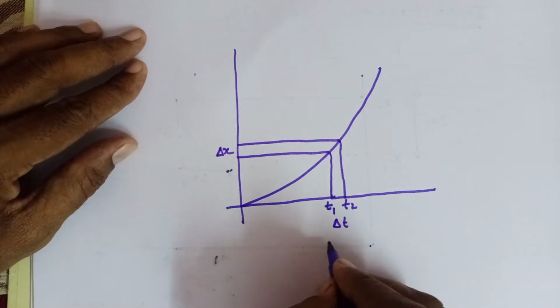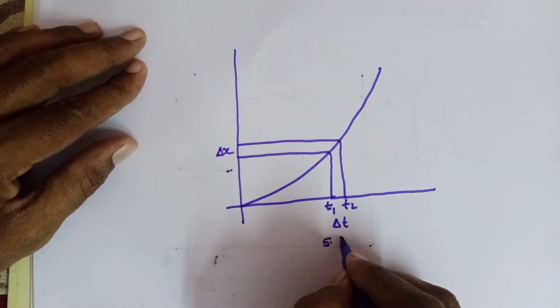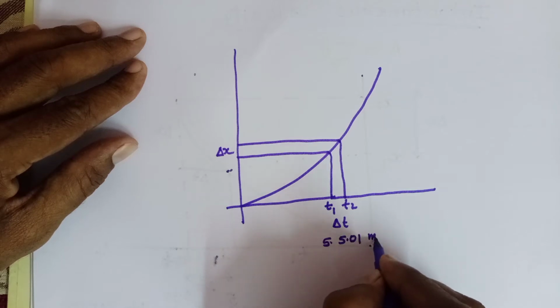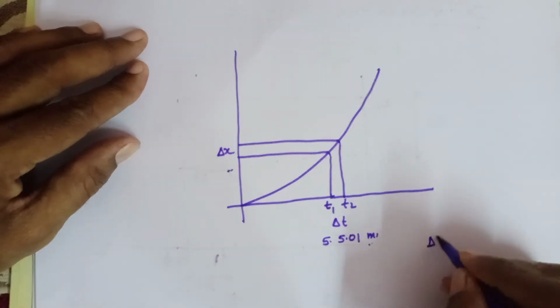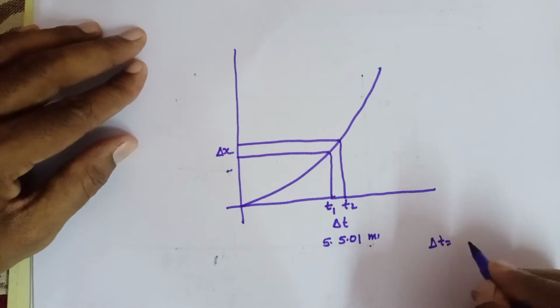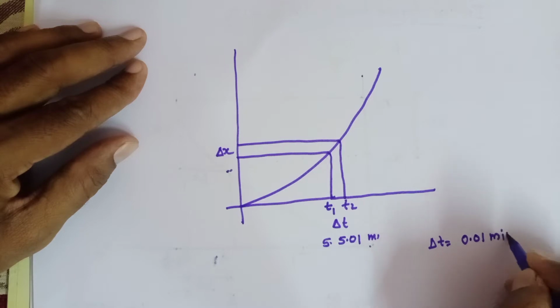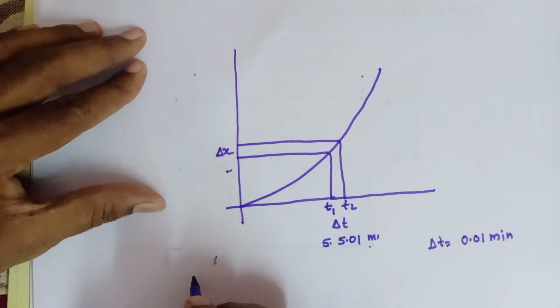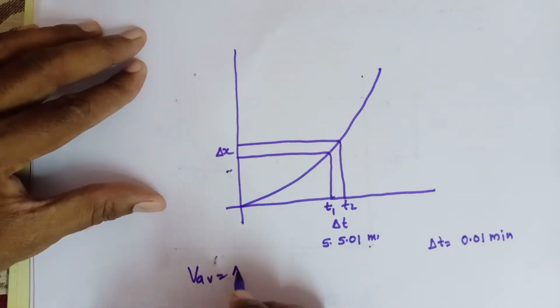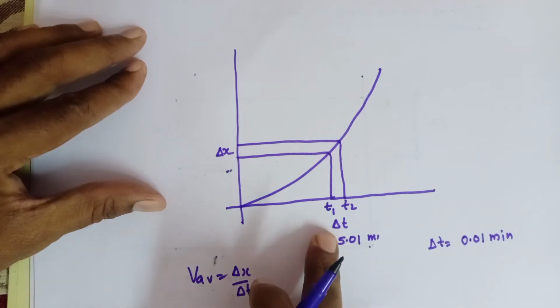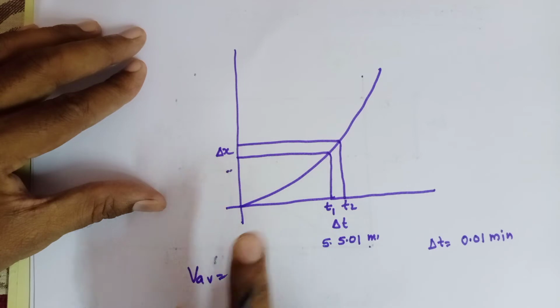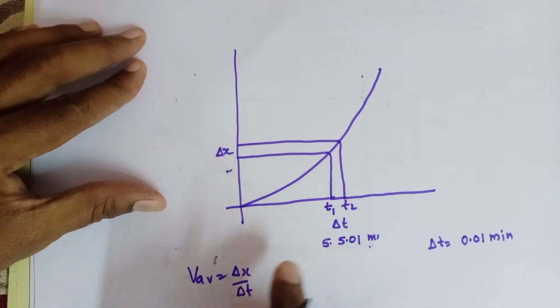This time, if it is 5 o'clock and it is suppose 5.01 minute, that means delta t is 0.01 minute, and delta x may be anything. So average velocity is equal to delta x by delta t. So what we are doing here is reducing the time interval. Earlier it was 5:30, now it is 5.01.